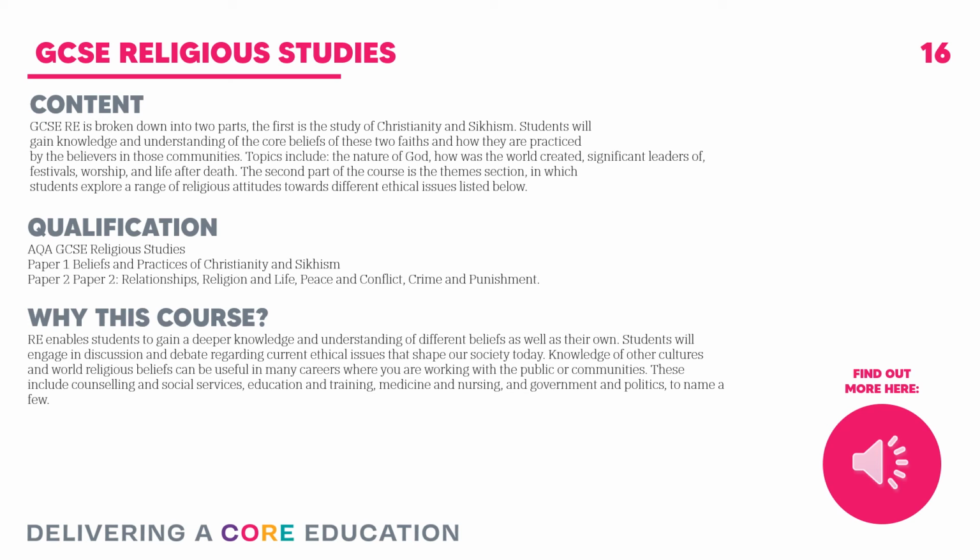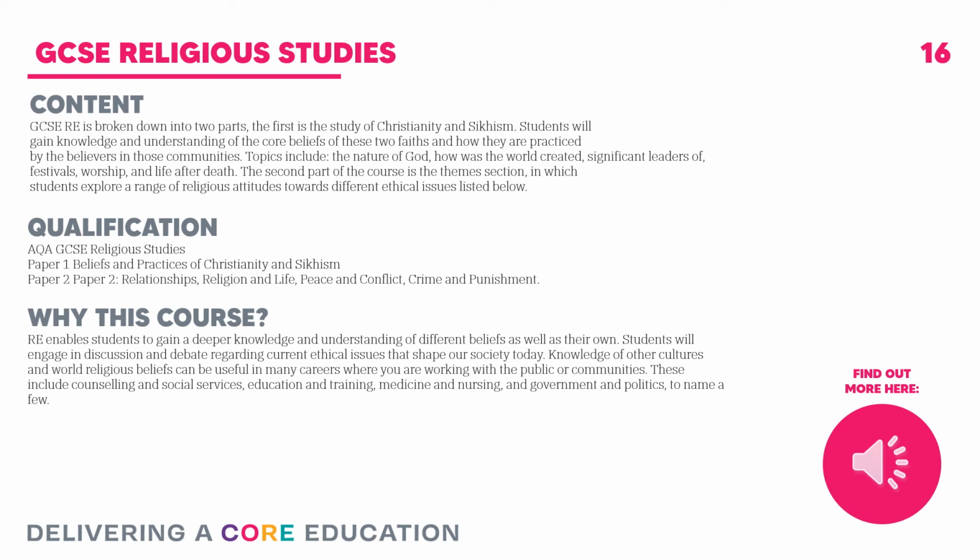The second part of the GCSE is the themes section, in which students will explore a range of religious attitudes towards different ethical issues that are listed below. The themes that we do are relationships, religion and life, peace and conflict, and crime and punishment. And within those, we debate things such as abortion, euthanasia, animal testing, the death penalty, and we look at various relational issues such as marriage, divorce, contraception.